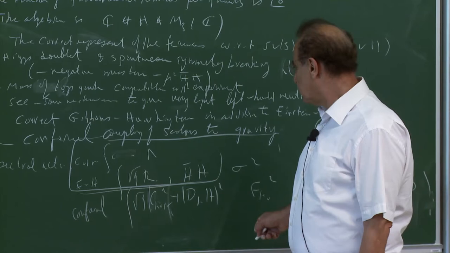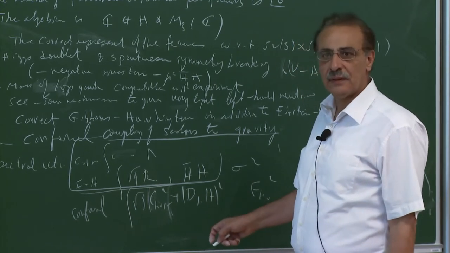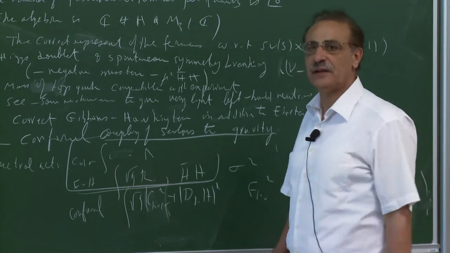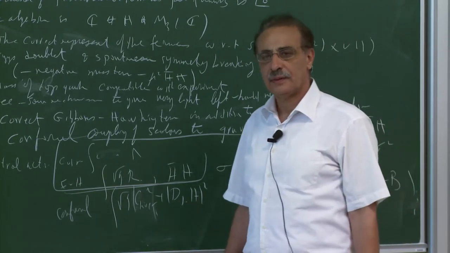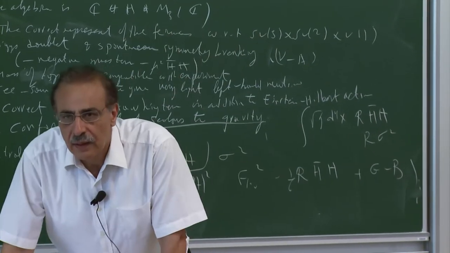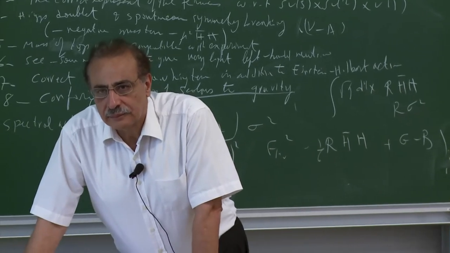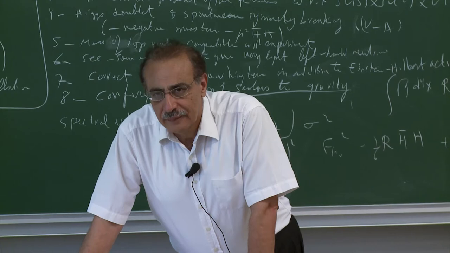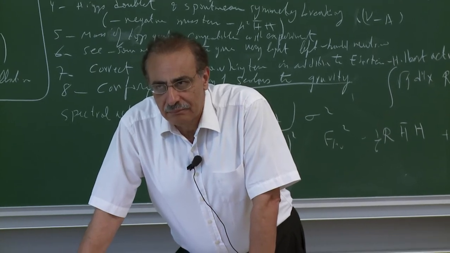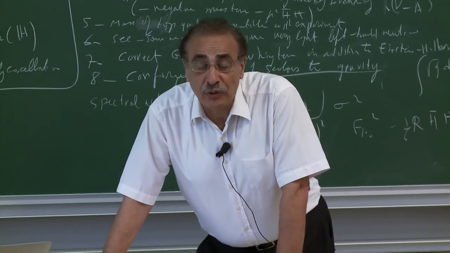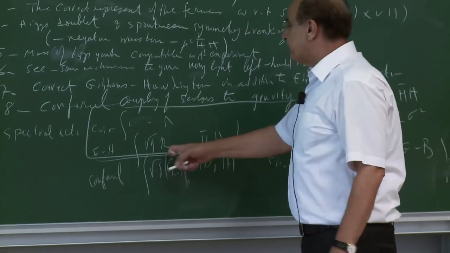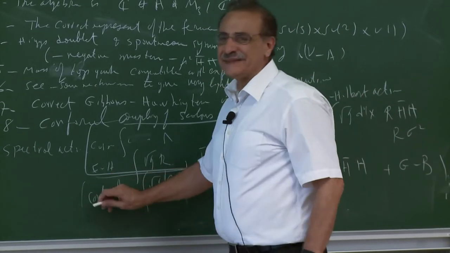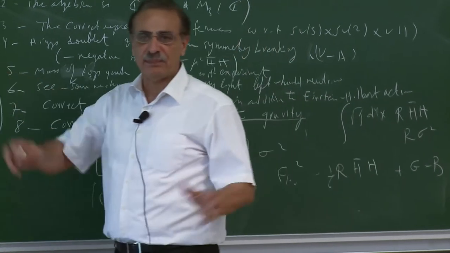So what is the meaning if I have something non-conformal? You said the coefficient was 1/6, which is the conformal value. Yes, 1/6 means that when I change the metric by a conformal factor, I can absorb completely this R H squared in the metric. It means I can make it disappear. I say only one part in this expansion happens to be conformally invariant.